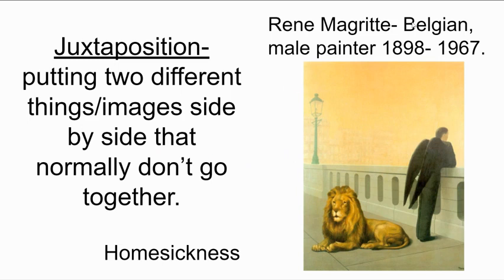Okay. So the next vocabulary word that you're going to write the definition for is juxtaposition, putting 2 different things or images side by side that don't normally go together. Okay, so you're writing that in on number 1, and then you're going to skip down to number 2, and you're going to answer a question about this painting. So look at this painting by Rene Magritte. What in this painting are 2 things that are juxtaposed, 2 things that don't go together?